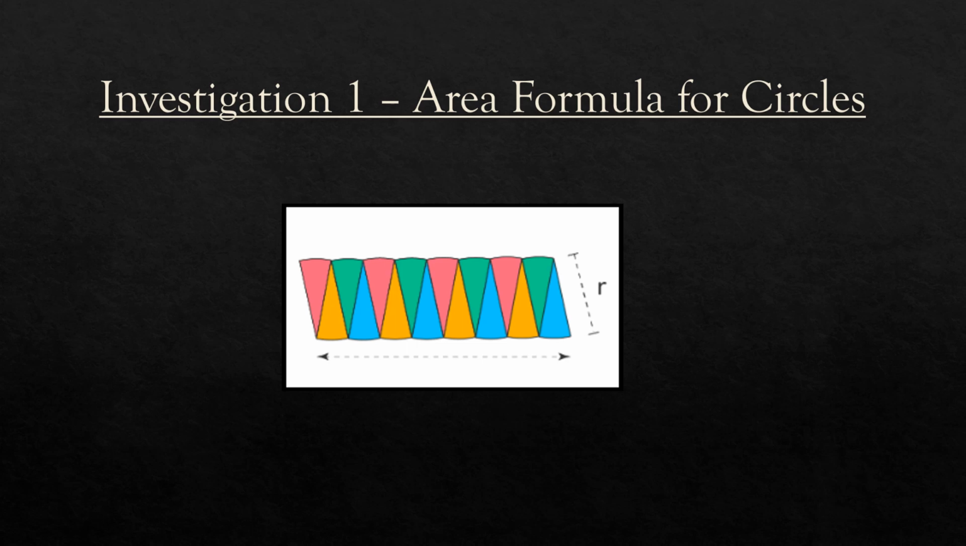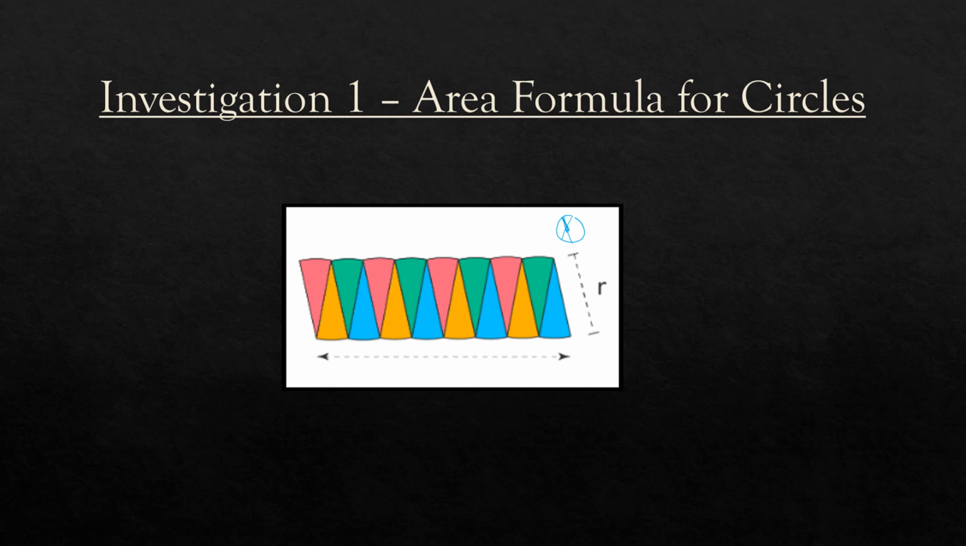So this side of the rectangle or parallelogram would be r. Because we cut out our wedges, remember they look like this. So they went from the center to the outside. That was one side of the wedge, so that would be the radius. And then what would this length be down here?